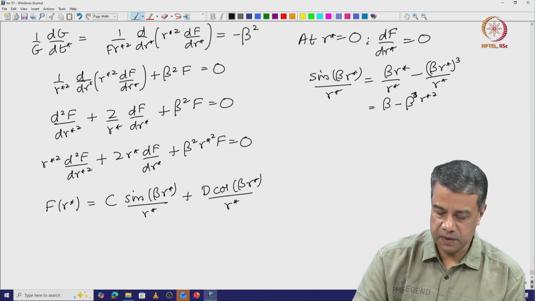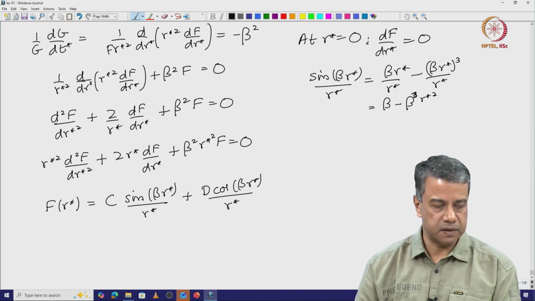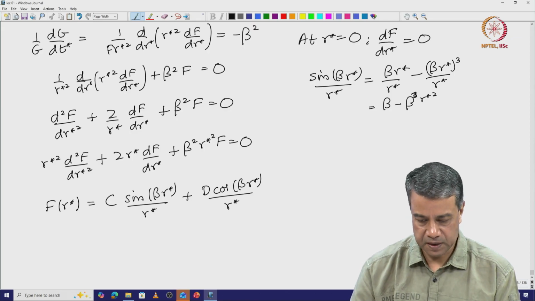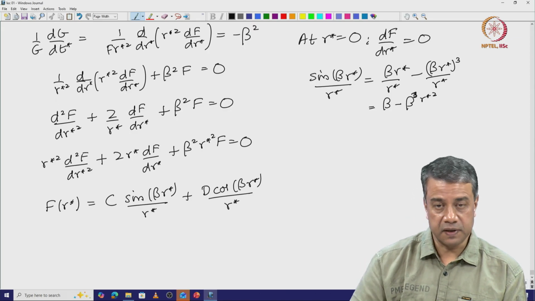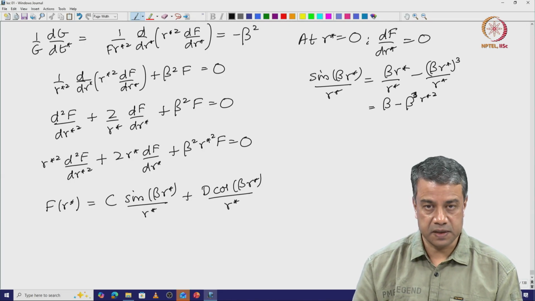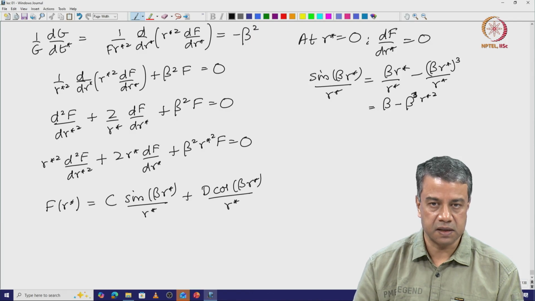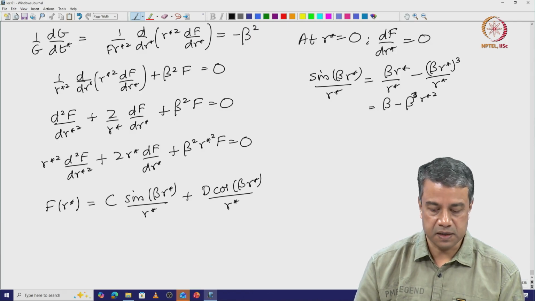Okay, using the binomial expansions for the sine and the cos function, when you take the derivative of this, the derivative with respect to r has to be 0. Beta squared r, 2 beta cubed r is the derivative, that is 0 at r equal to 0.